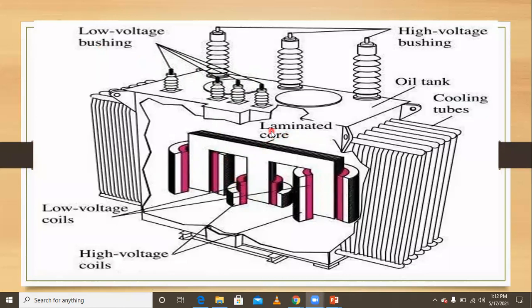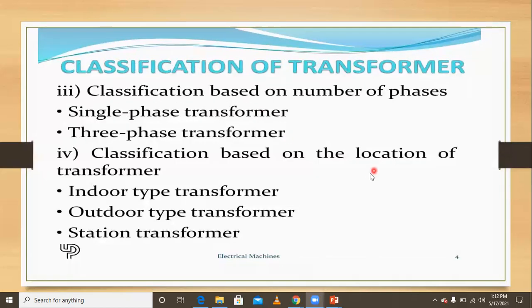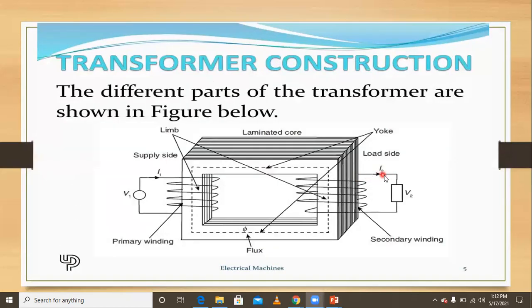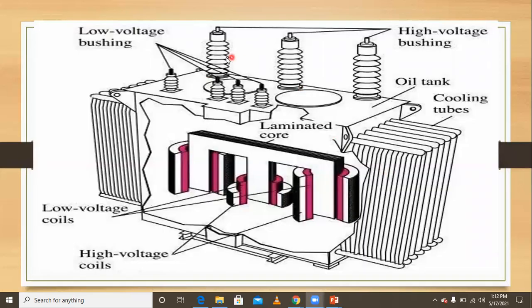This is called the laminated core, and this is called the low voltage bushings. For example, in a step up transformer, the low voltage terminals are connected here, and the high voltage terminals are connected here. So here are the secondary terminals, and here the phase and neutral. These two terminals: this is called the neutral wire, and this is called one phase wire. This is one of the phases, and this is one of the phases.